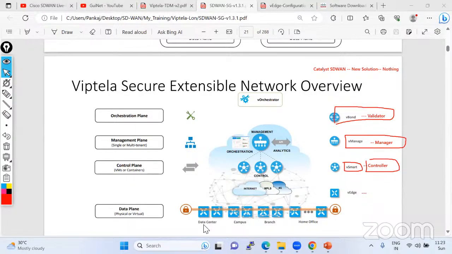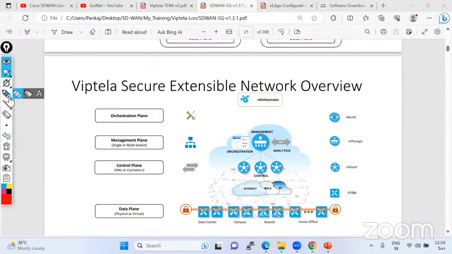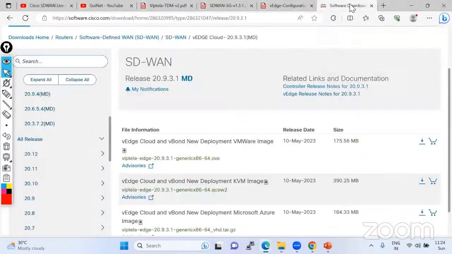Sir, is there any main difference between the Catalyst SD-WAN and vEdge SD-WAN? Is there no major difference? Only it's a rebranding, just rebranding. No major difference. Only the iOS has been changed. You'll find some new-look dashboards. Nothing else is going to be changed.